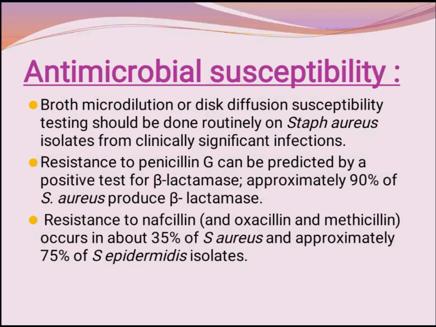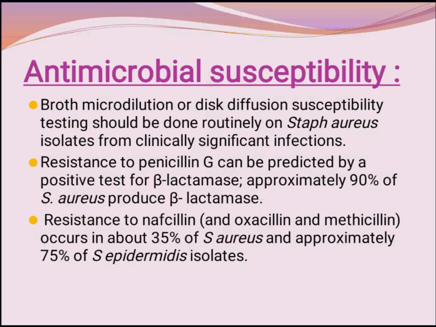So the microorganism is continually producing a new defense mechanism from the used antibiotics. So the resistance to penicillin G can be predicted by the positive test for beta-lactamase. This enzyme can destroy the beta-lactam ring of the penicillins. Approximately 90% of Staphylococcus aureus produce the beta-lactamase. So 90% of Staphylococcus aureus become resistant to penicillin G.